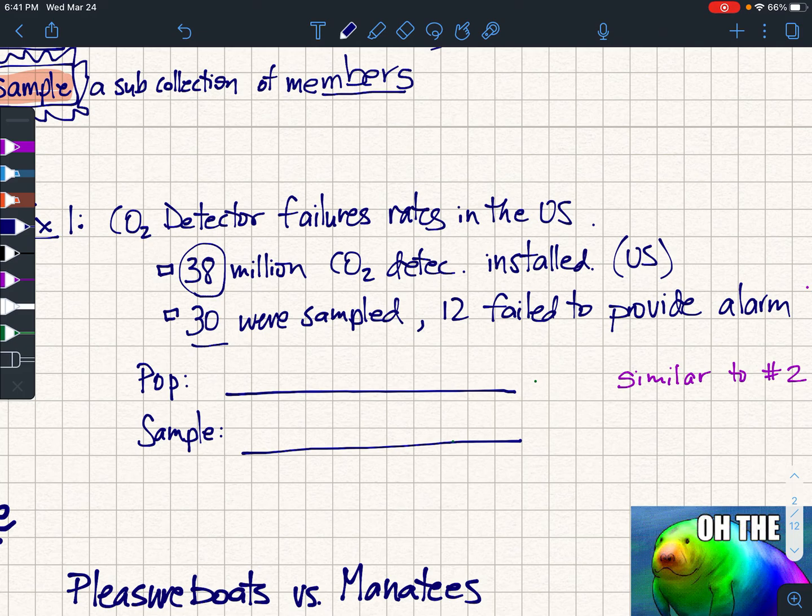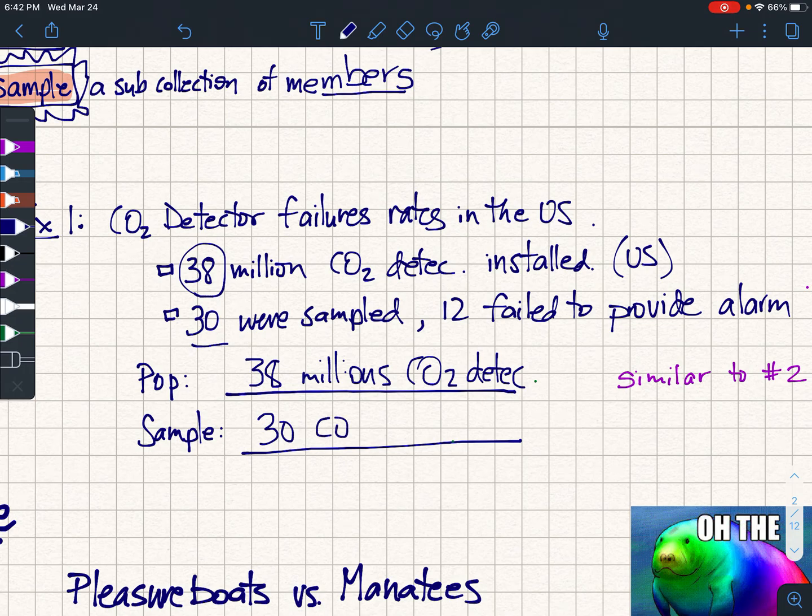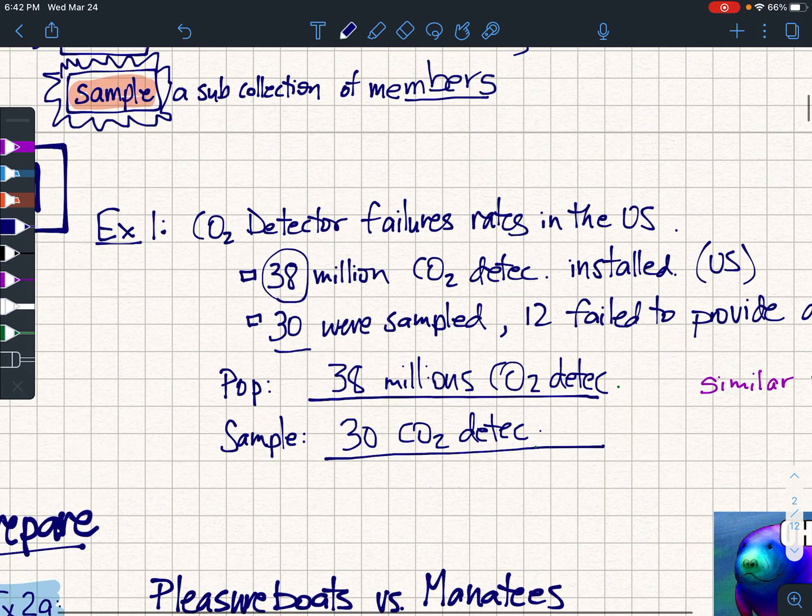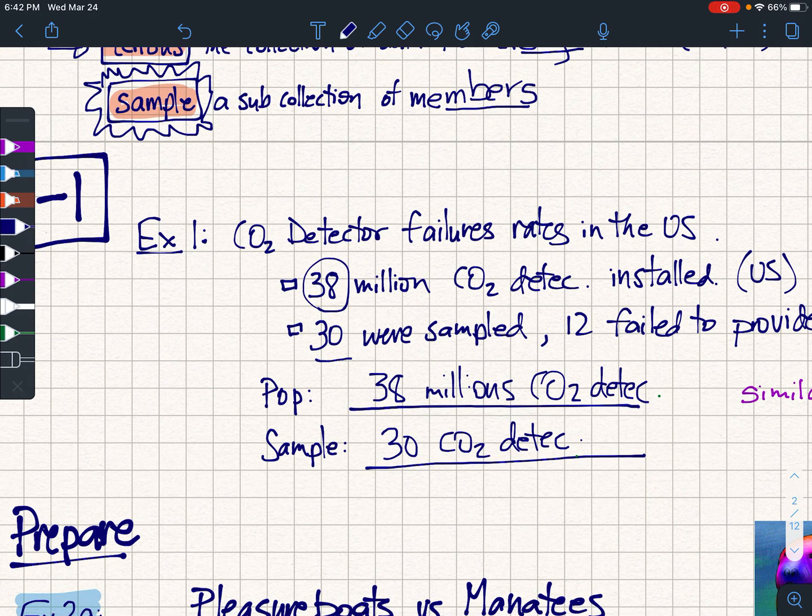All right? So our population here is obviously 38 million CO detectors, and our sample is 30 CO detectors. All right? So again, notice we didn't do a census. That would be very impractical, trying to go out and gather data from all 38 million.